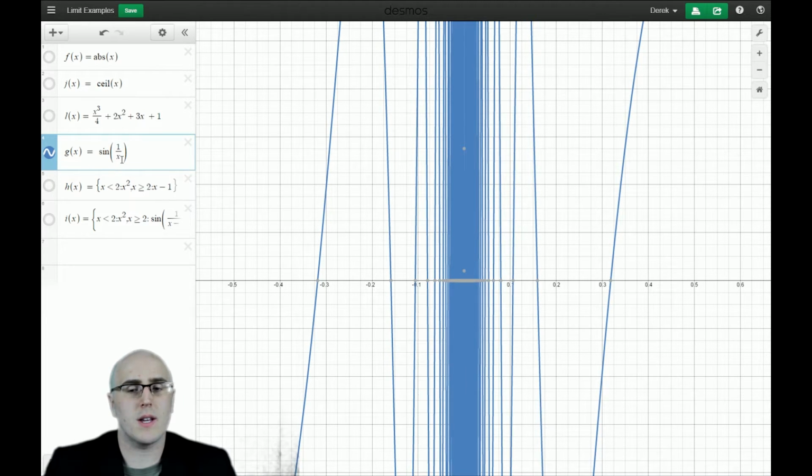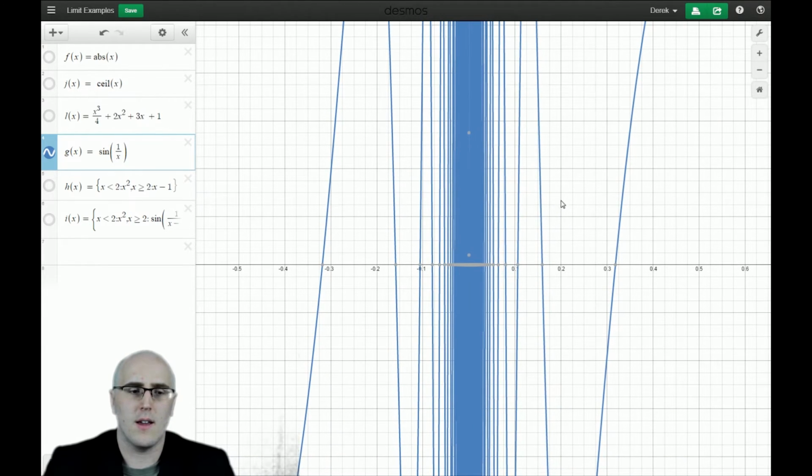At 0 it's undefined, and at everything close to 0 it's approaching completely arbitrary, different numbers at each step. If we pick one value for x, it's going to have an f of x value, but the very next value of x is going to be approaching a very different number. It'll approach 1, then -1, then 1, then -1, and it'll just keep going back and forth over and over again. So this has no limit at x equals 0.